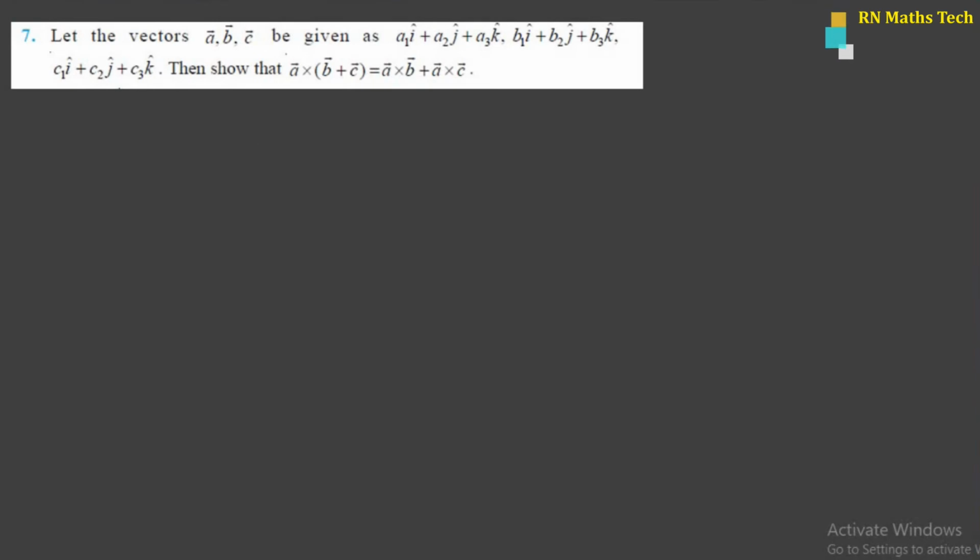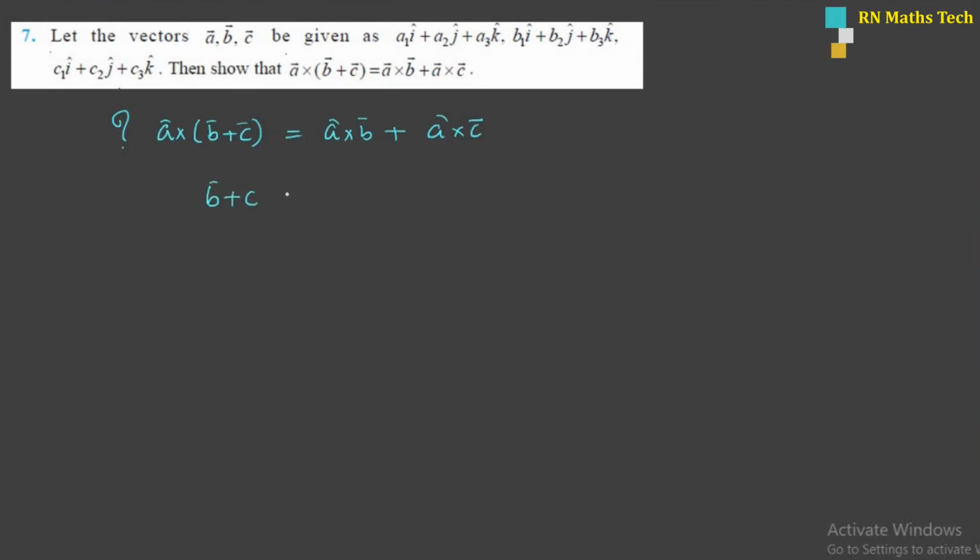Now seventh one: the vectors a, b, c are given by a bar, b bar, c bar; then show that a cross (b plus c) is equal to a cross b plus a cross c. So we can start from the left hand side to show that a cross (b plus c) is equal to a cross b plus a cross c.